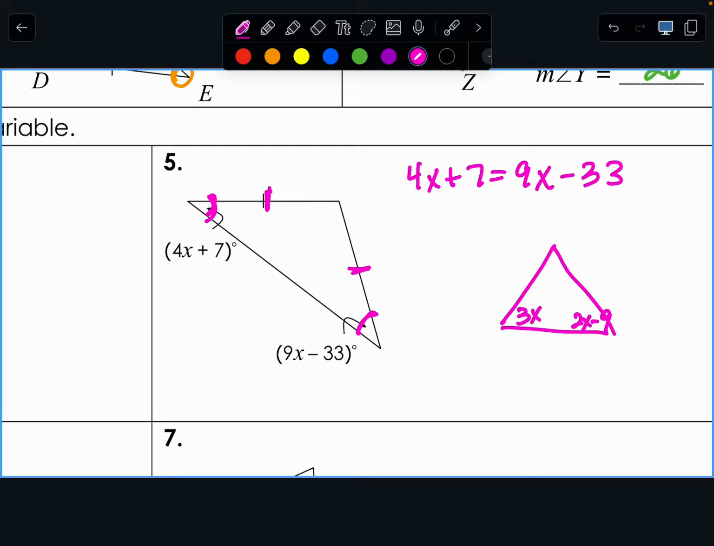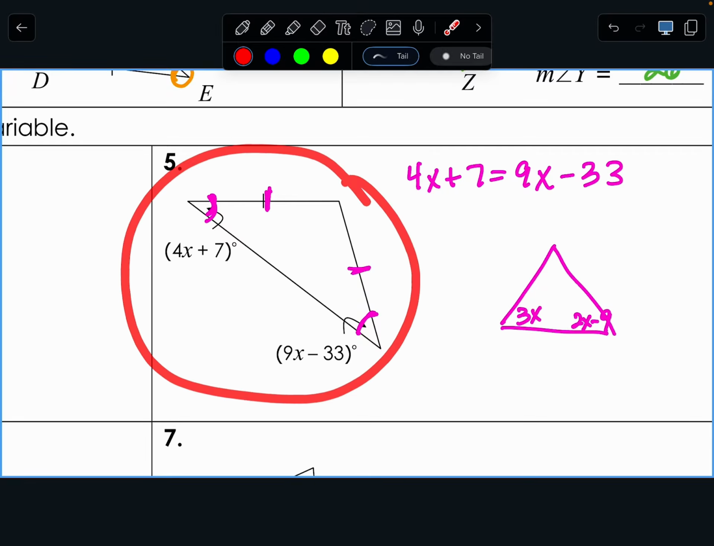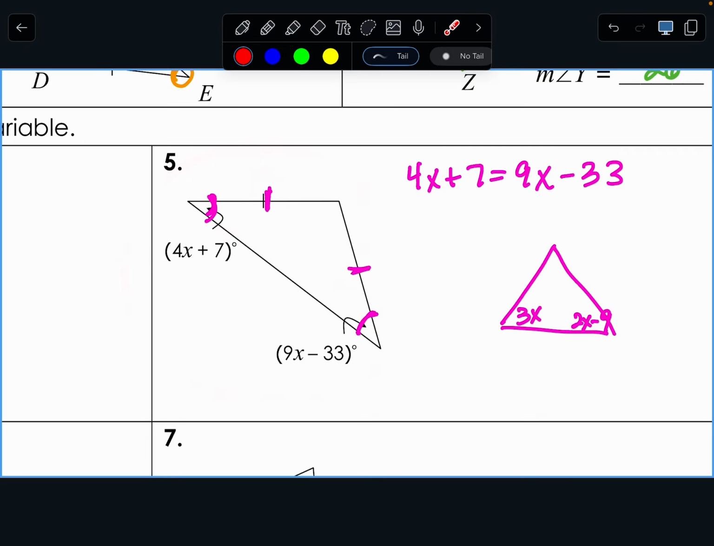So you can't do anything. The only way that I know what to do on this triangle is because of those two marks. So because this triangle doesn't have any, I can't do anything with it.